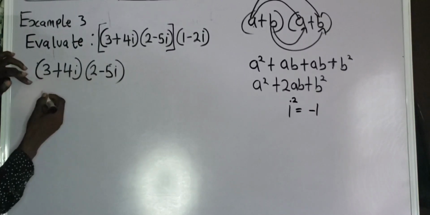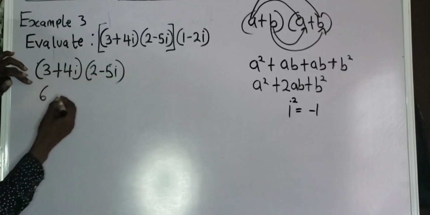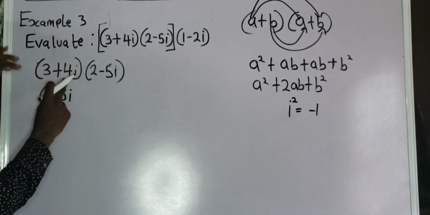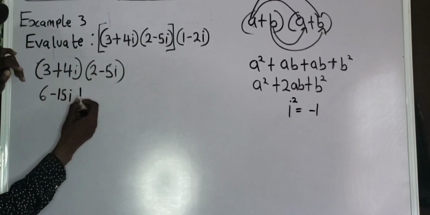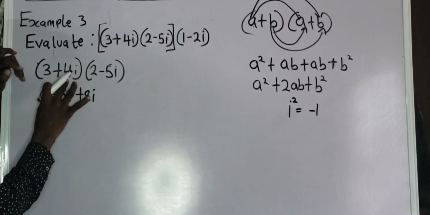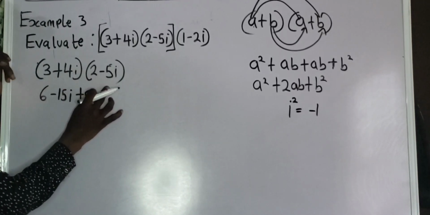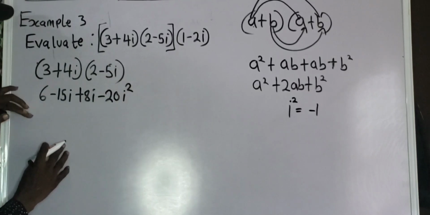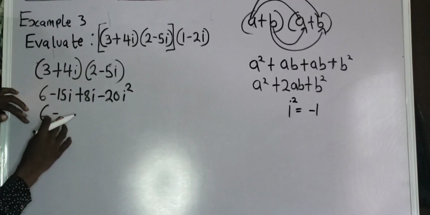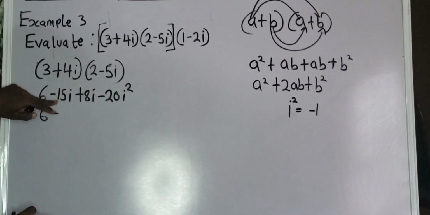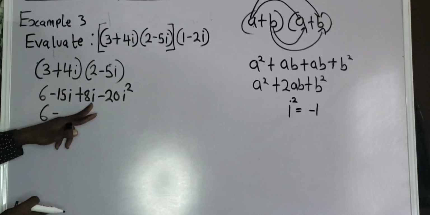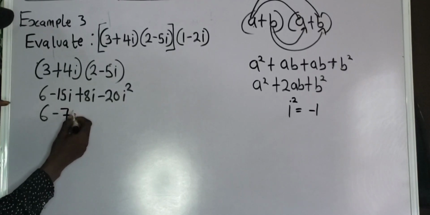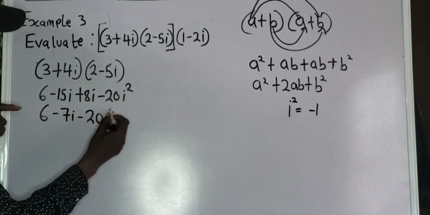3 multiplied by 2 is 6. 3 multiplied by minus 5i is minus 15i. Okay? 4i multiplied by 2 is plus 8i. 4i multiplied by minus 5i is minus 20i squared. You understand? So let's proceed. Minus 15i plus 8i is what? Minus 7i. So I'm going to have minus 7i minus 20i squared.